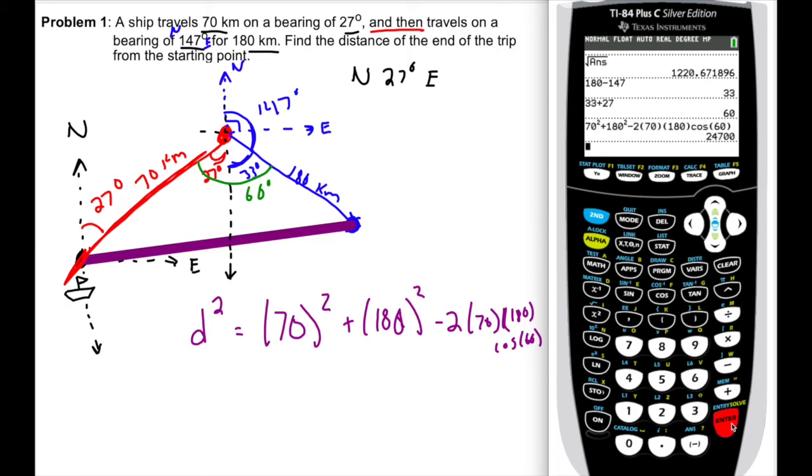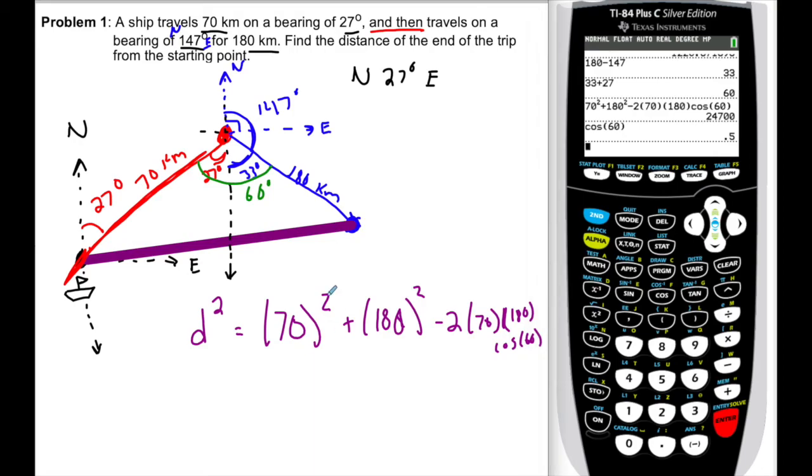You see it's coming out to a whole number, and the reason for that is because 60 is a special angle measurement, right, from 30, 60, 90, and so cosine of 60 is actually, I think we might have seen this as a half. Okay, so the distance squared turns out to be a perfect 24,700. How lucky are we?